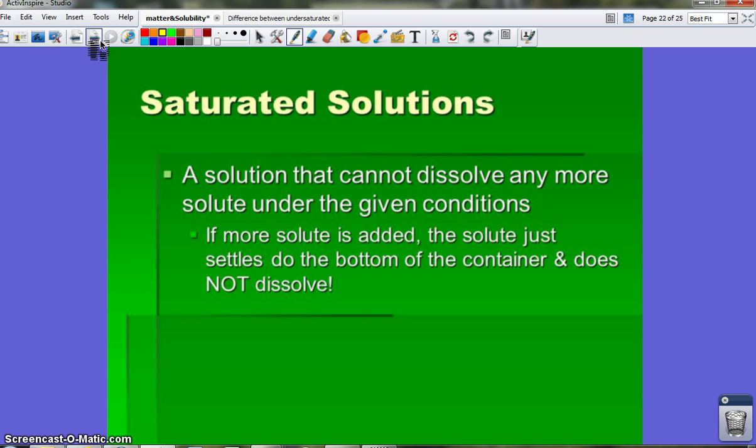Okay, and then quickly, the thing we went over the other day, we can call solutions 3 different things. They can either be saturated. A solution cannot dissolve any more solute under the given conditions. If more of it is added, it's just going to settle to the bottom. So that's like you have your thing of Kool-Aid and you fit the max amount of sugar in, and if you put 1 more gram of sugar, it's not going to dissolve, it's just going to settle to the bottom.